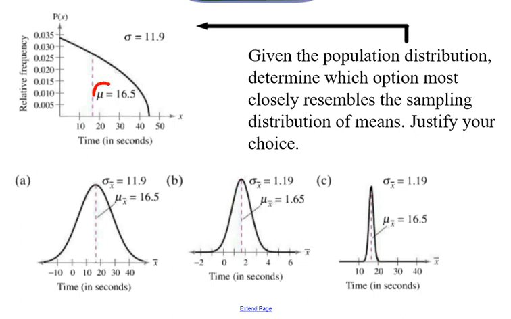The average for this is 16.5. Standard deviation is 11.9. If you took and plotted the distribution of sample means, which distribution would you expect to find? So pause the video now, come back and see how you did.